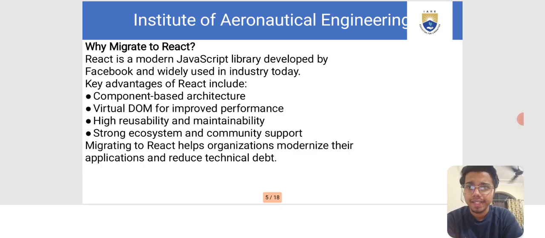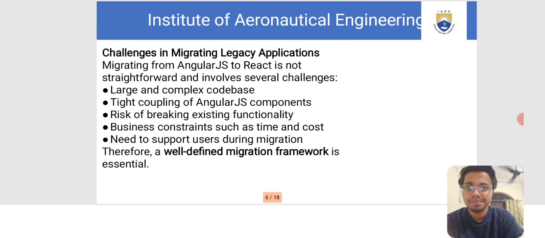Why migrate to React? React is a modern JavaScript library developed by Facebook and widely used in industry today. Key advantages of React include component-based architecture, virtual DOM for improved performance, high reusability and maintainability, and strong ecosystem and community support. Migrating to React helps organizations modernize their applications and reduce technical debt.